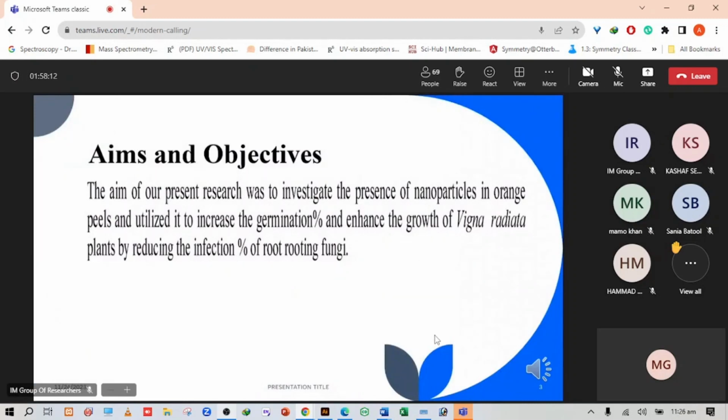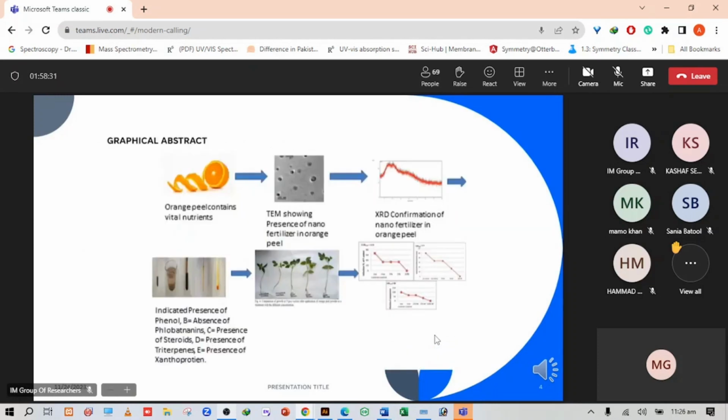The aims and objectives of my research are to investigate the presence of nanoparticles in orange peel and utilize it to increase the germination and enhance the growth of the Vigna radiata plant by reducing the infection percentage of the root rotting fungi. Now here is the graphical representation of my research work. We synthesized the nanofertilizer from orange peel and tested its potential for promoting the growth of Vigna radiata and reducing the populations of root rotting pathogens.